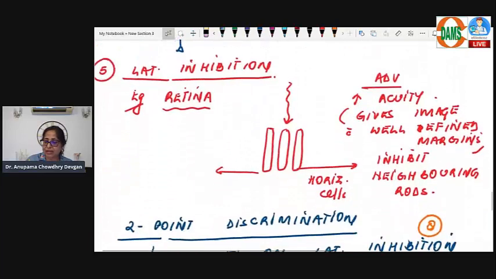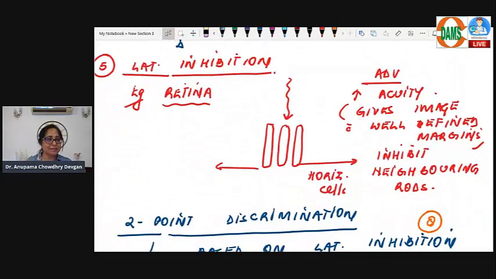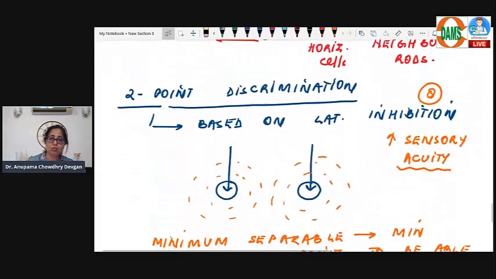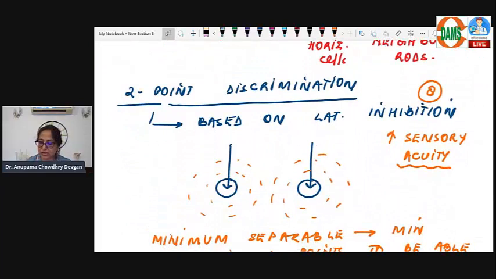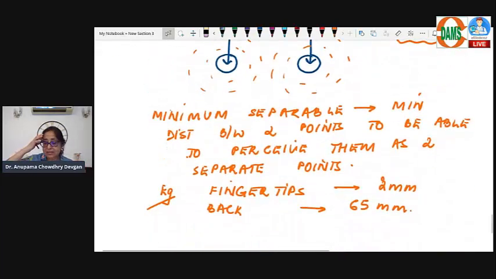What is lateral inhibition? A typical example is seen in the retina. A group of rods which are getting excited now inhibit the neighboring rods via the horizontal cells. This increases the acuity and gives images with well-defined margins. 2-point discrimination is based on the phenomenon of lateral inhibition. It increases the sensory acuity. The minimum separable distance between 2 points is 2 millimeters at the fingertips and 65 millimeters at the back.